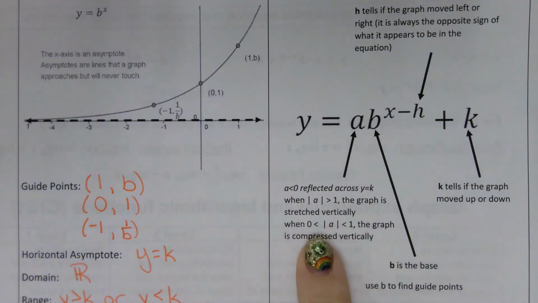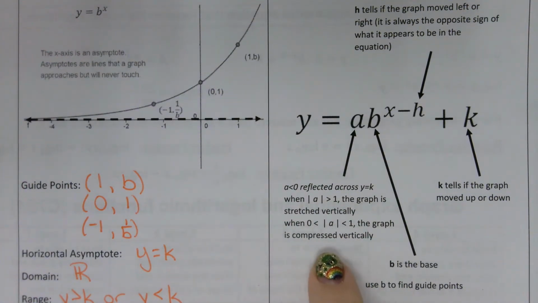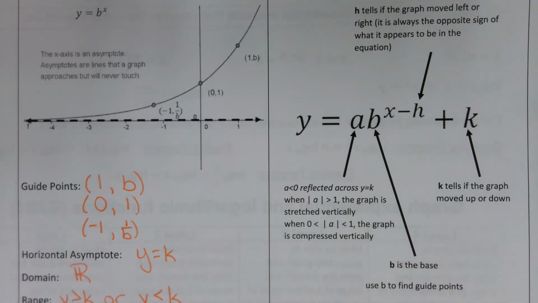Our a value will represent a reflection if it's negative across that y equals k line. And when the absolute value of the a, because remember the negative tells me reflection, so we're only dealing with the absolute value now, is greater than 1, then it will be stretched vertically, meaning it'll get bigger quicker. When the absolute value is between 0 and 1, then the graph will be compressed vertically, so it'll be more flat. Our b value is the base, and we use that b when we find the guide points. That's what the b is in our guide points.